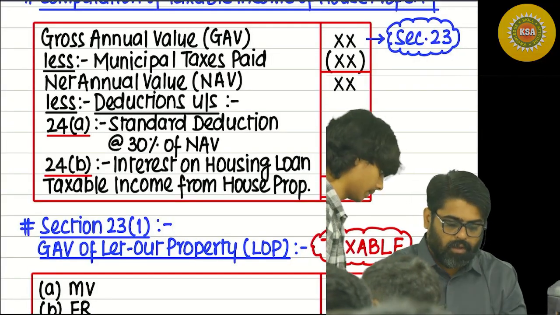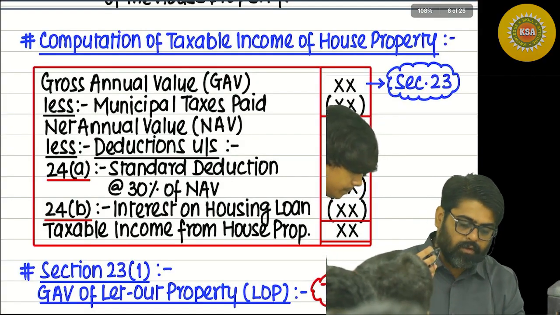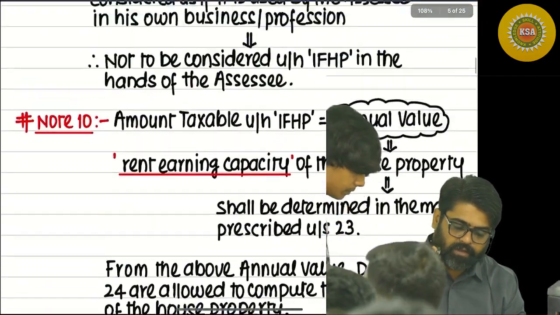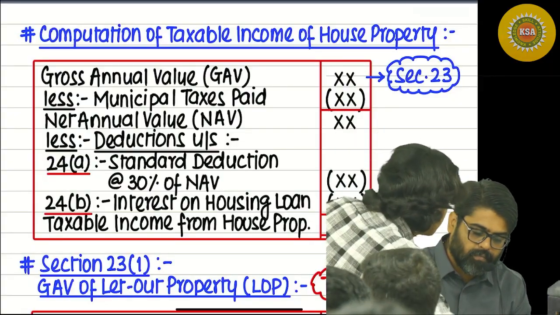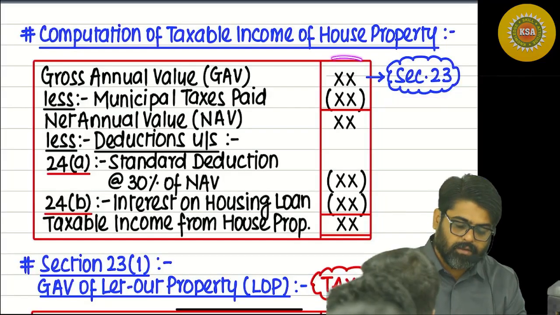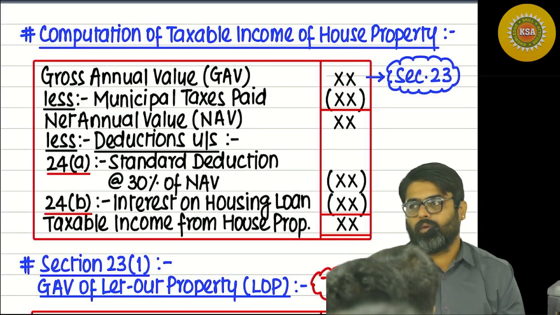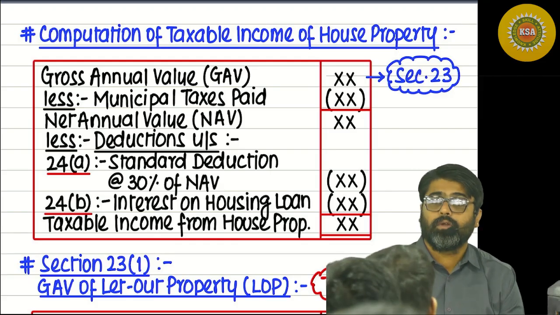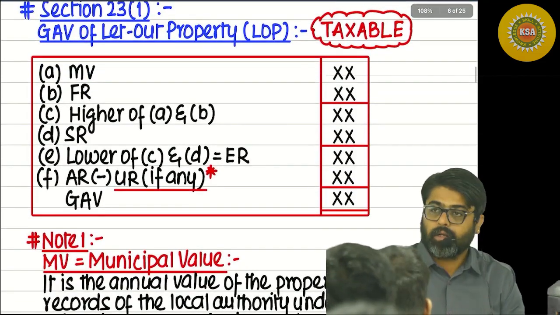Okay, so friends, pay attention. First of all, as per section 23, we are going to calculate GAV. GAV means gross annual value. Now, gross annual value for let out property.